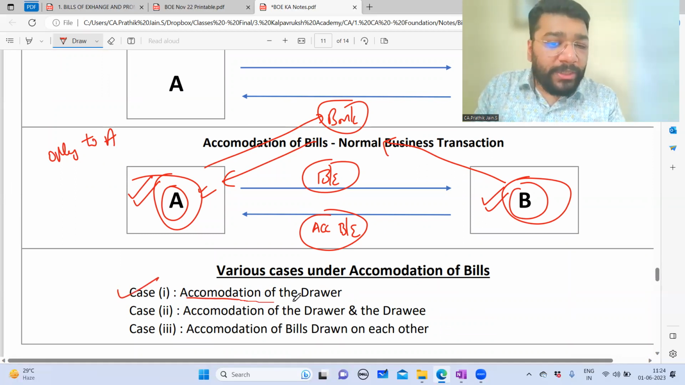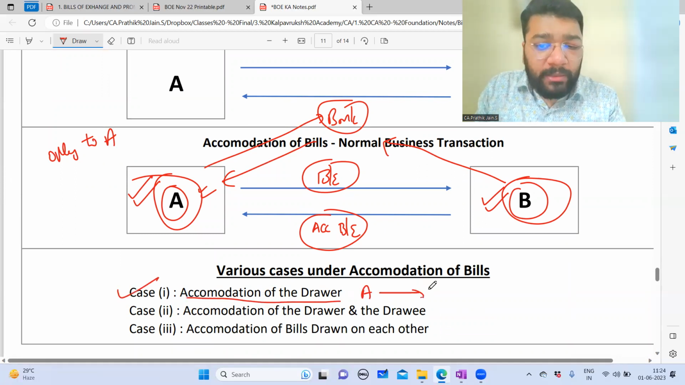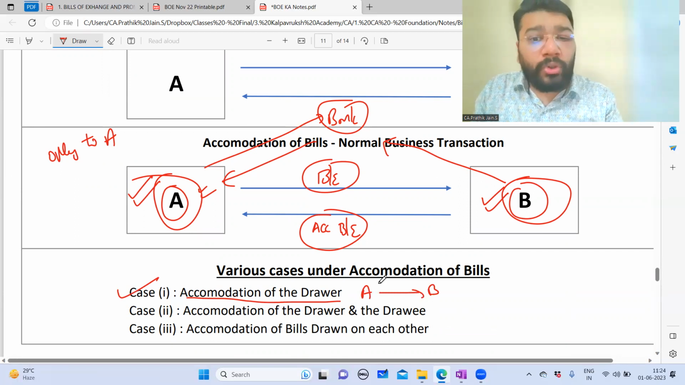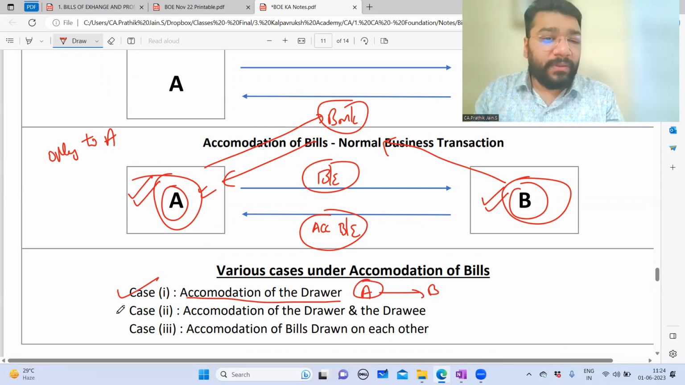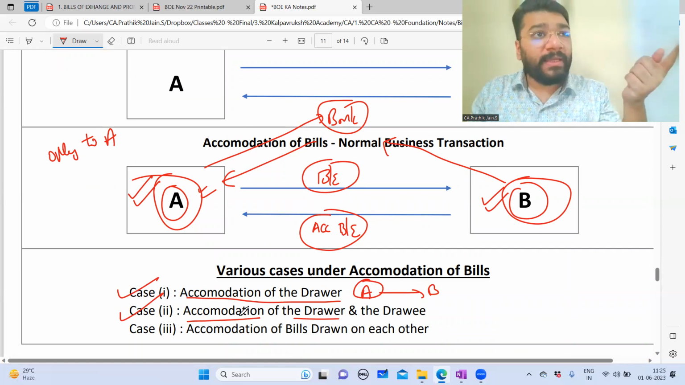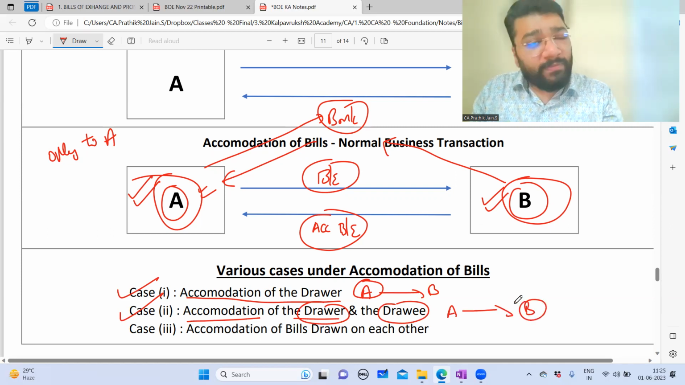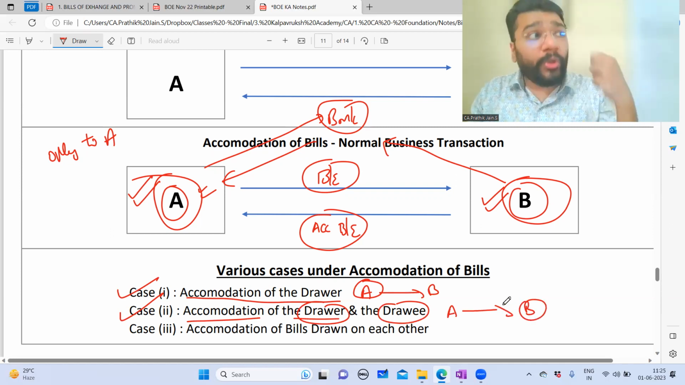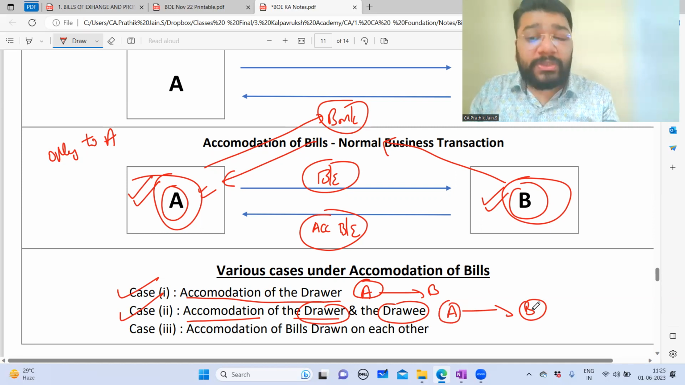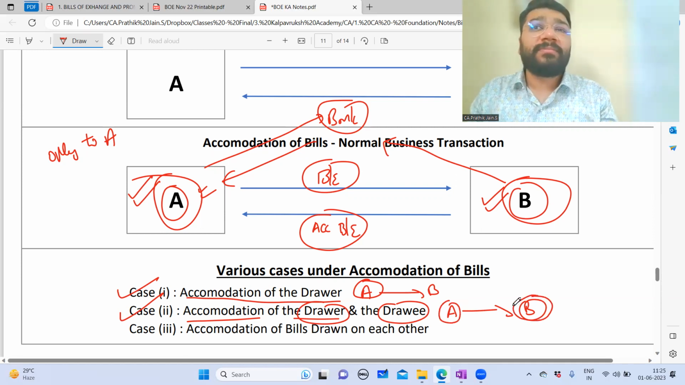First case, accommodation by the drawer. A is drawing the bill on B with the motto to help A only. Second case, the bill is drawn by the drawer, accommodation of the drawer and the drawee. That is, accommodation means what? Help. Here the help is done for both drawer and drawee, which means what? A will draw the bill on B. Only one person is drawing the bill, but the amount you get from the bank, A will also enjoy, B will also enjoy. So both of them will enjoy.